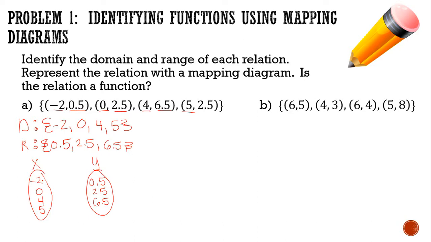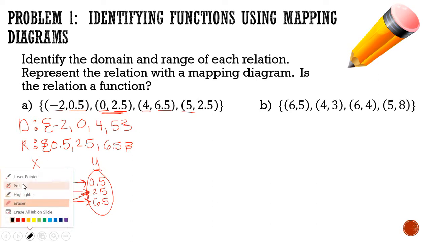-2 was related to 0.5, so I'm going to draw an arrow saying -2 goes to 0.5. Now 0 went to 2.5. I'm getting this from my numbers up here, because 0 and 2.5 were together. Now 4 went to 6.5, so it goes down there. And then 5 was paired with 2.5, so it's going to cross over and go to 2.5 also, which is probably better if I draw it like that. There we go, that looks a little better.